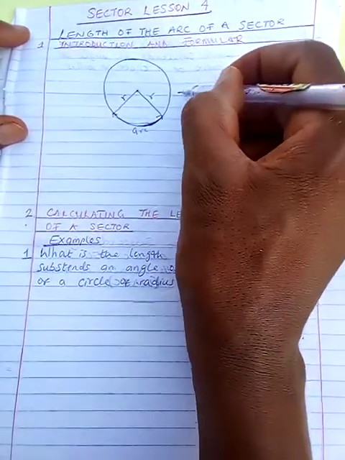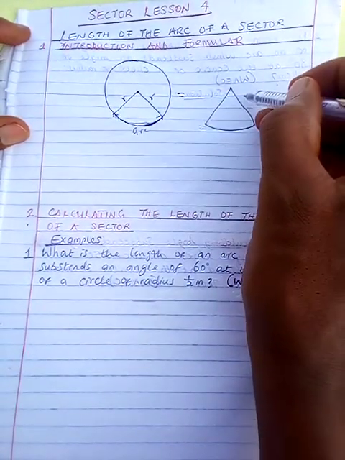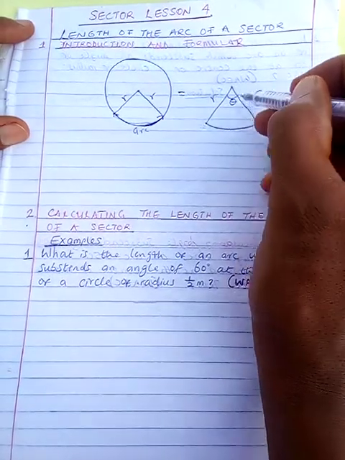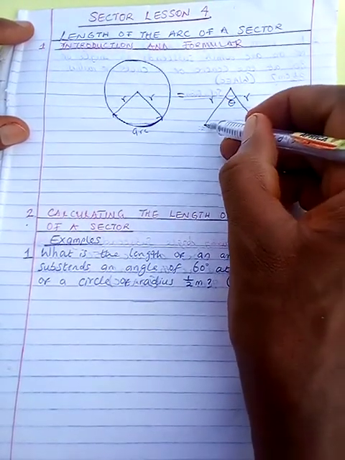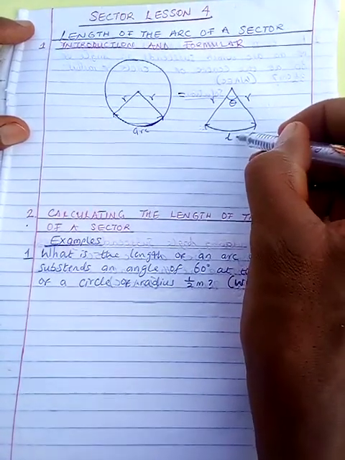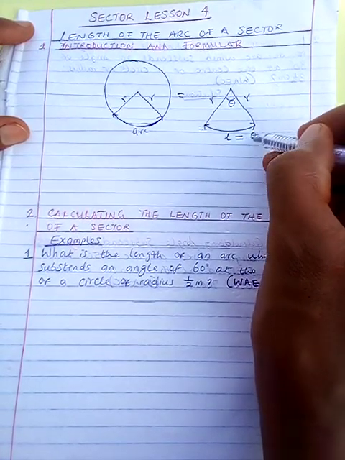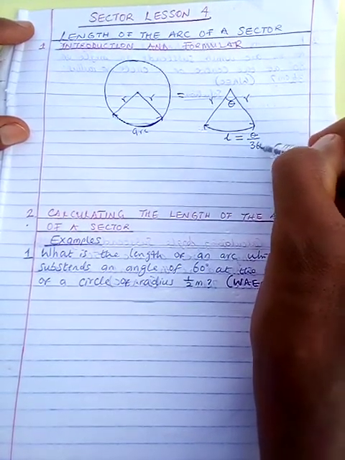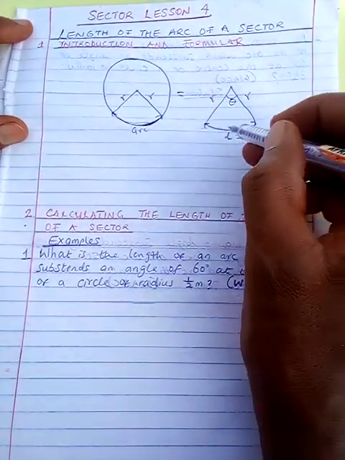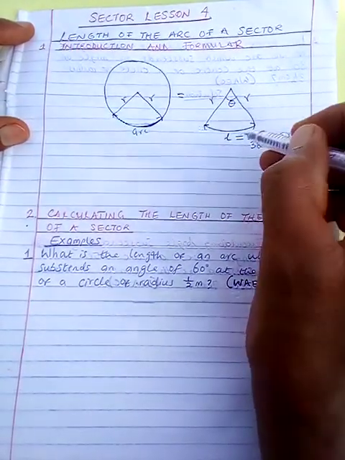Now, if we extract this out, we are going to have a sector of this form. This is the radius, this is the angle that the sector subtends, and this is the length of the arc. The length of the arc is equal to theta over 360 times the circumference of the circle, which is 2 pi r, since the length is along the circumference.